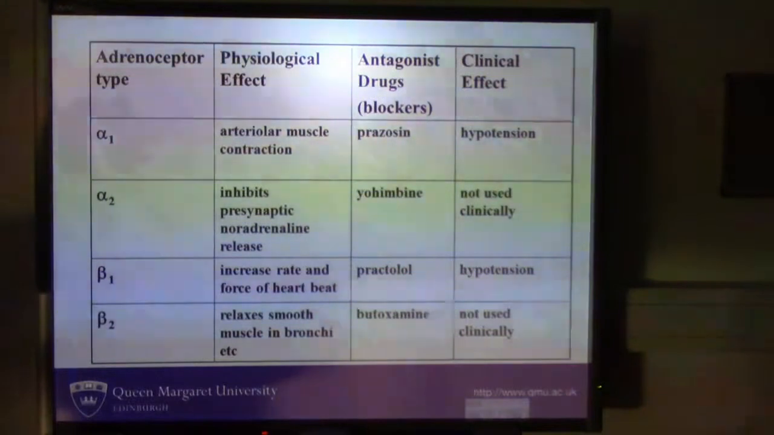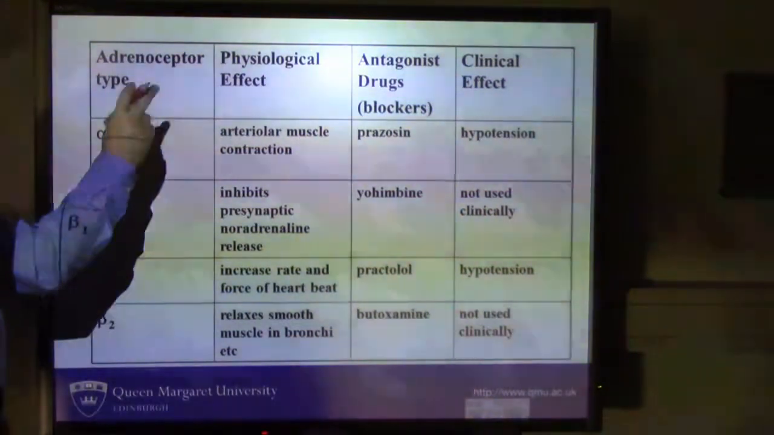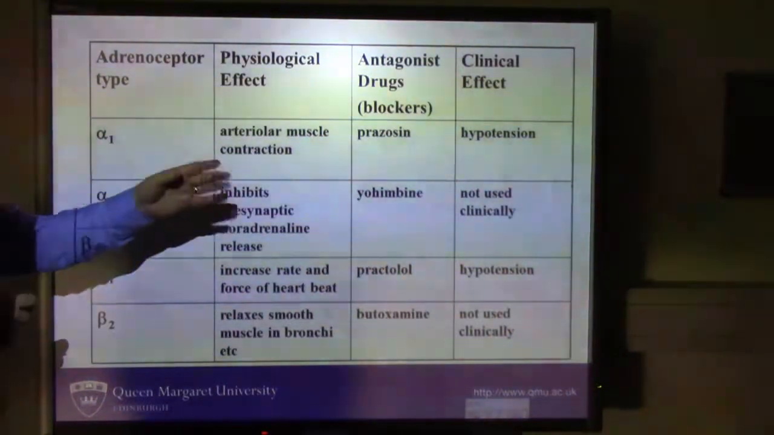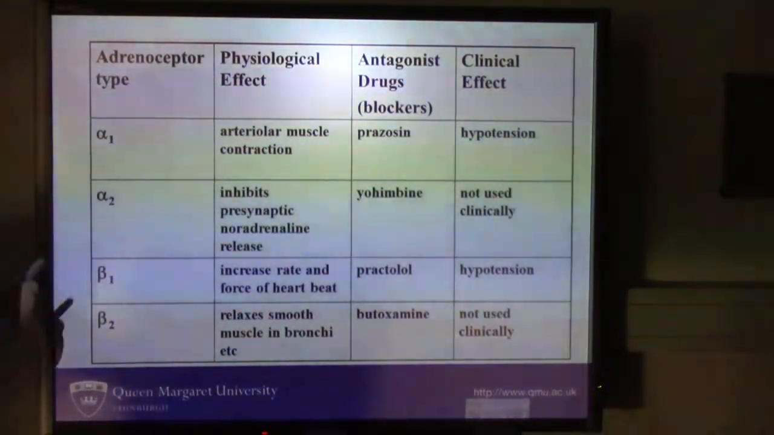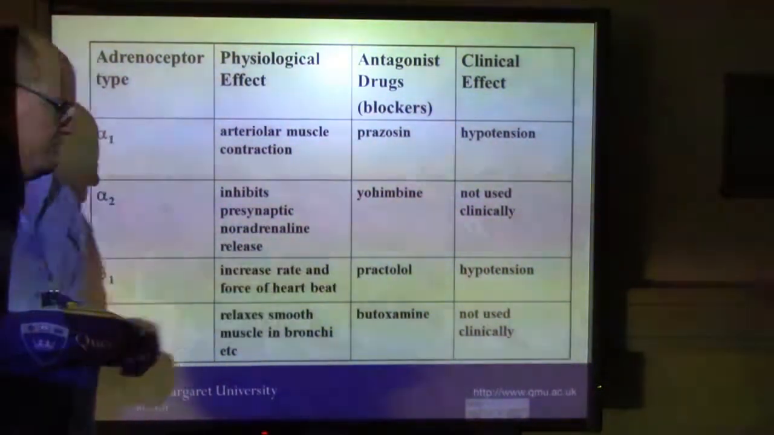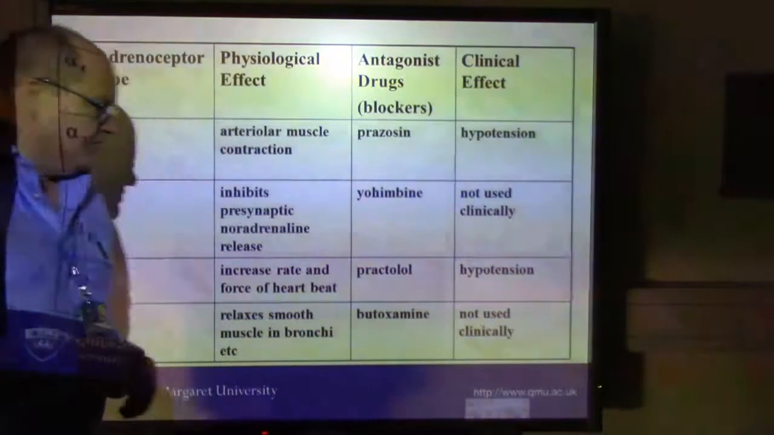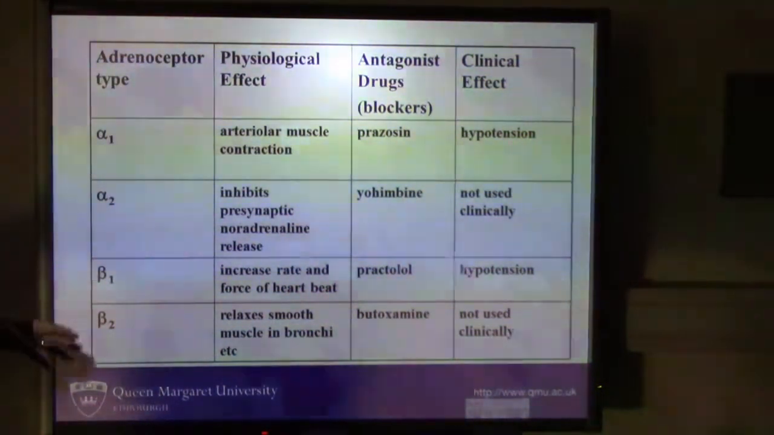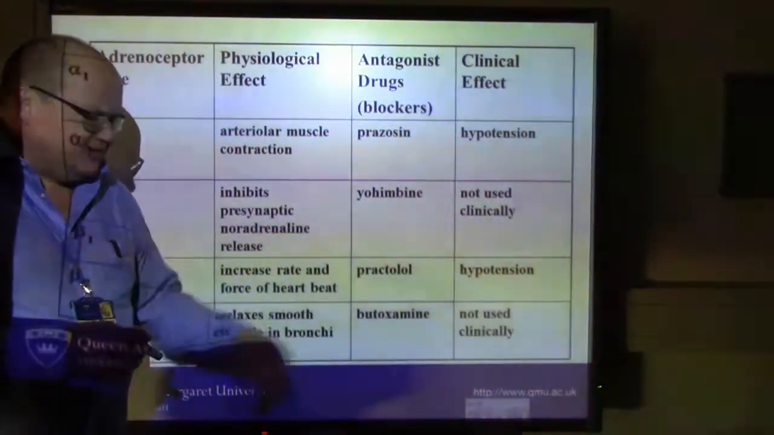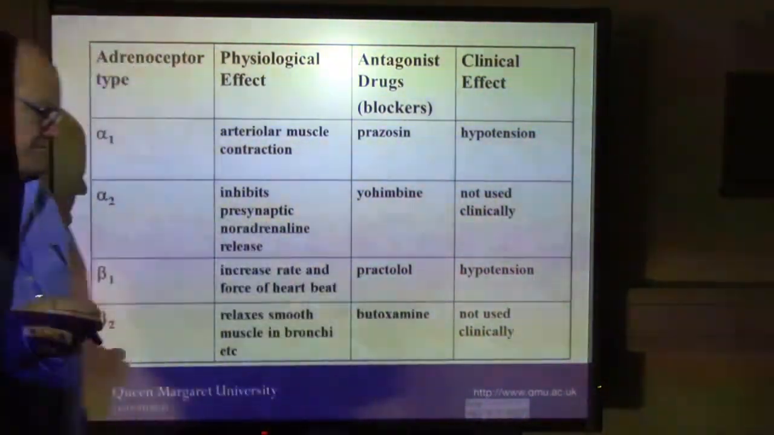Thinking about it from an antagonist perspective, an alpha 1 antagonist, a drug like prazosin, can be useful in the treatment of hypertension. Alpha 2 is not really used clinically. Beta 1 would normally drive the heart. If you give a beta 1 antagonist, or a beta blocker, it will reduce the workload and therefore lower the blood pressure. And beta 2 normally relaxes smooth muscle. If you block beta 2 with a drug like butoxamine, you would get bronchoconstriction, for which there is no clinical use whatsoever.